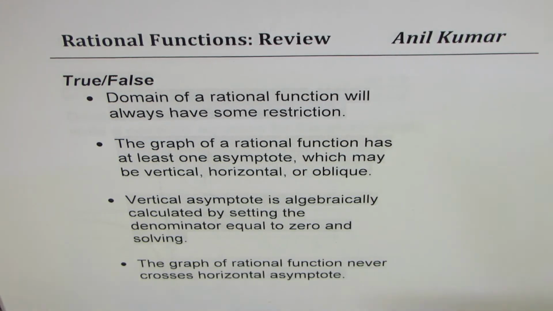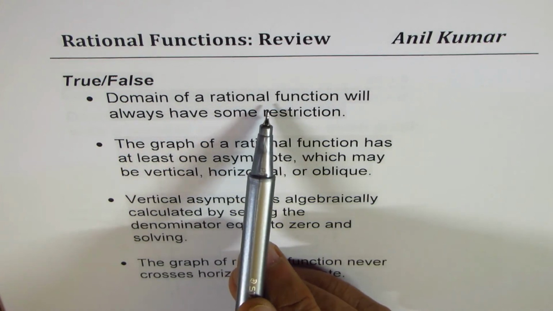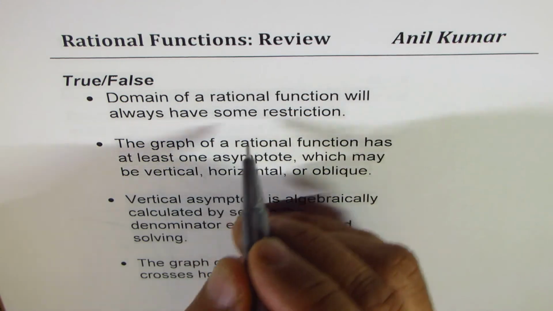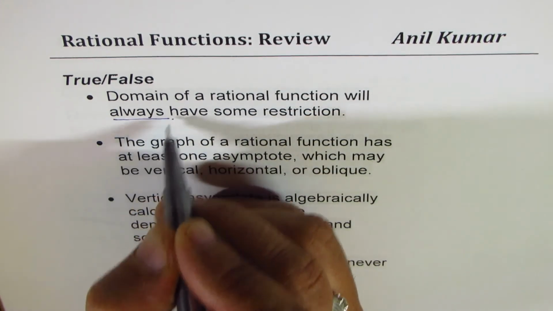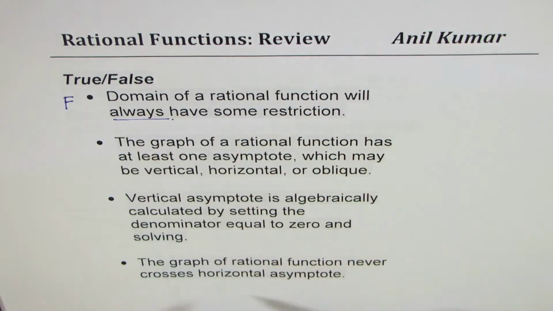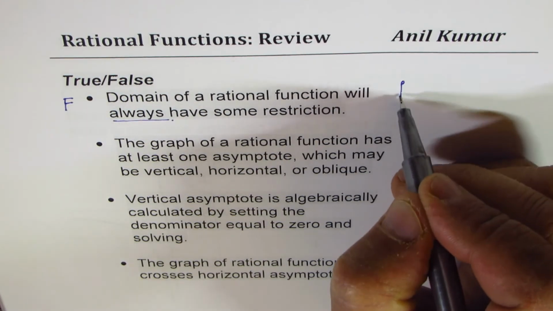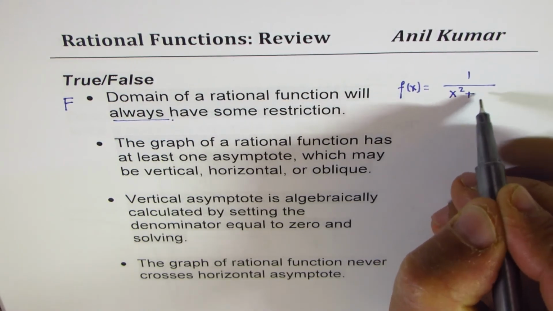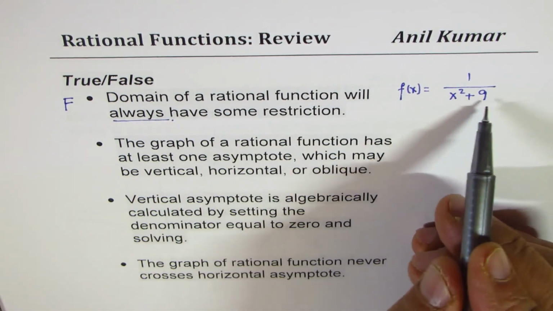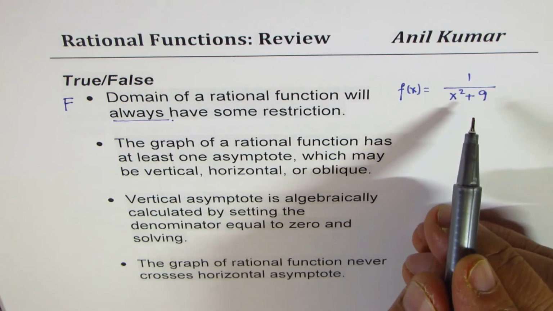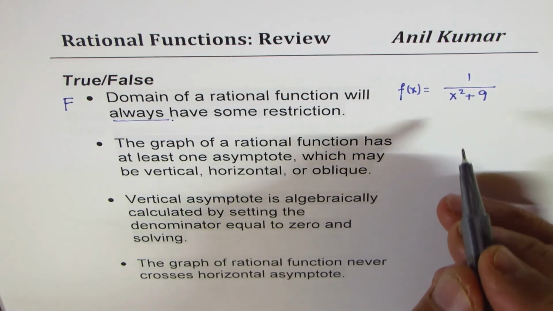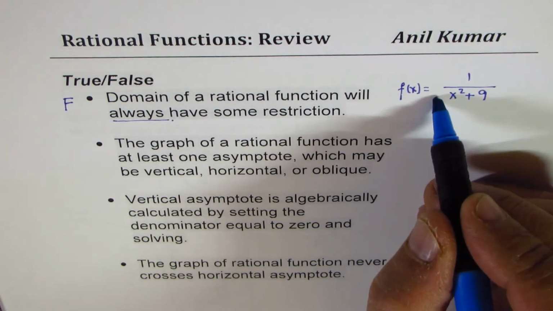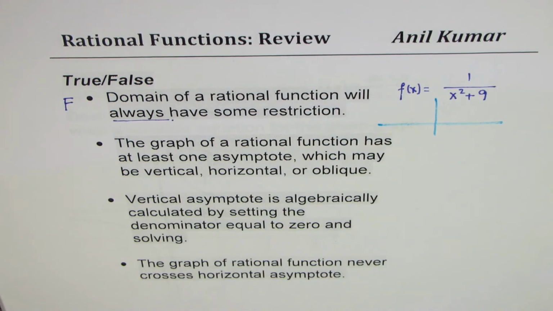The very first one here is, the domain of a rational function will always have some restriction. Well, always have is incorrect. So I'll say this statement is false. An example which we considered was f of x equals 1 over x squared plus, let's say, 9. Now here, the domain is all real numbers, correct? So if you sketch this graph, how will you get it? If you sketch this graph, you will get it kind of like this.